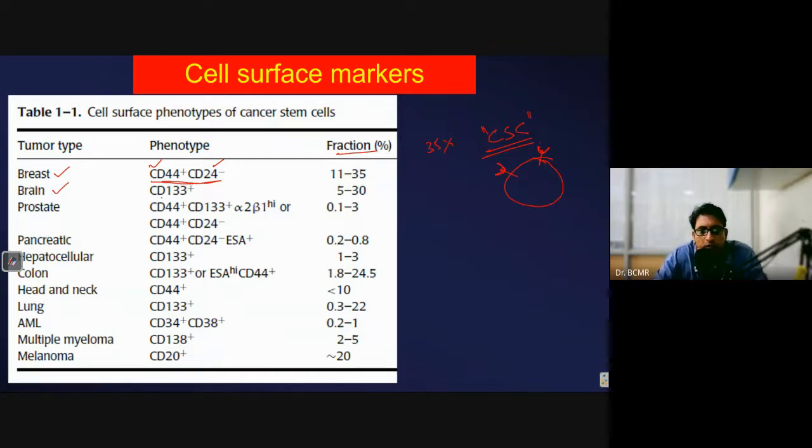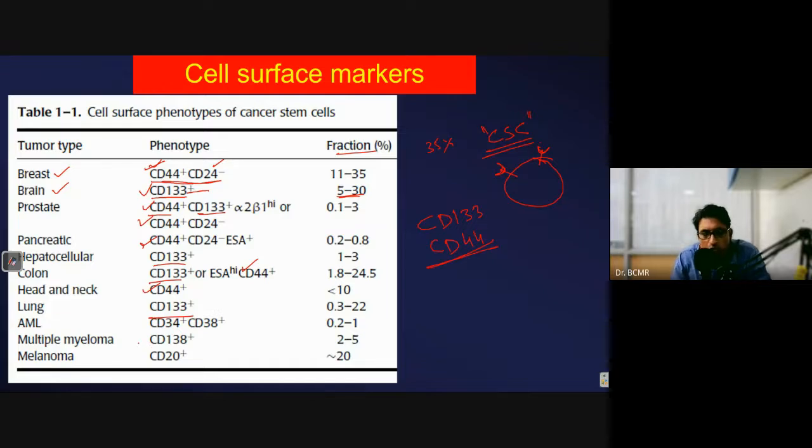So in brain tumors, they found those cells that have expression of CD133 plus. They are likely the cancer stem cells, and they make up about 5 to 30% of the fraction of the tumor cells. The other ones you should know, or at least what you should know is CD133 and CD44. You will find them quite often. 133 is here, here, here, and here. CD44 is something else which is found quite often as well.